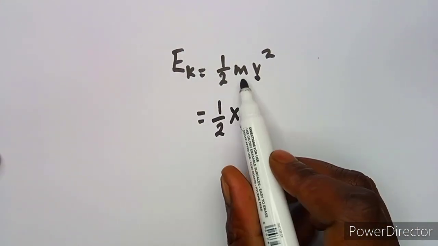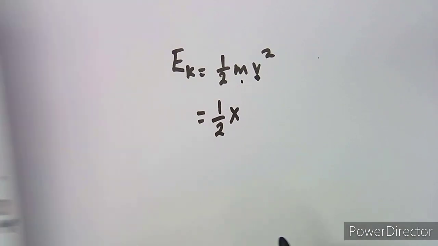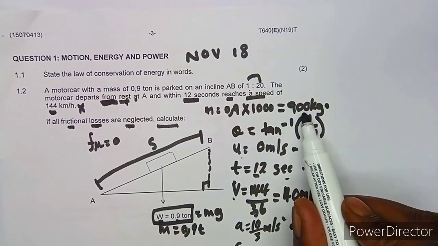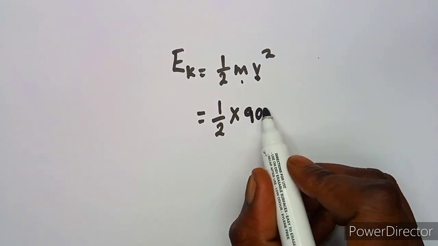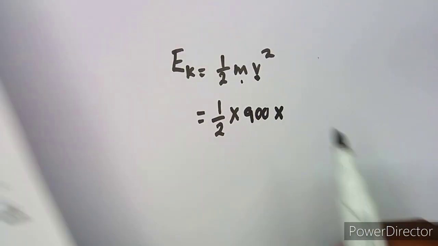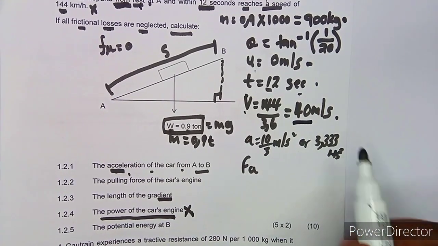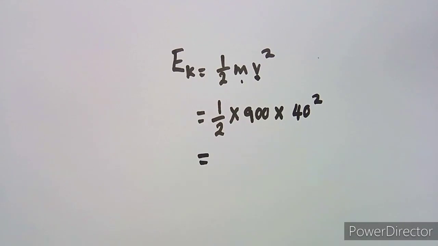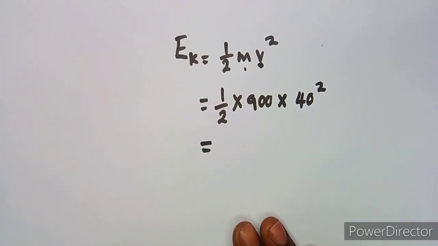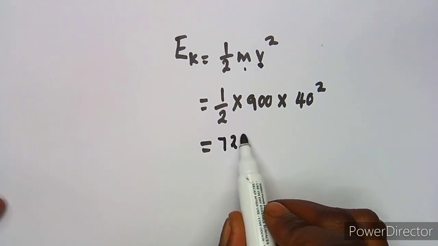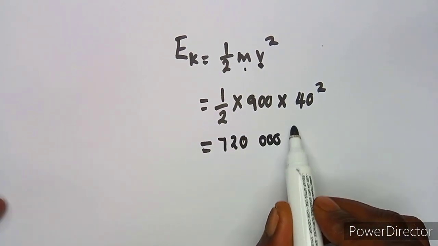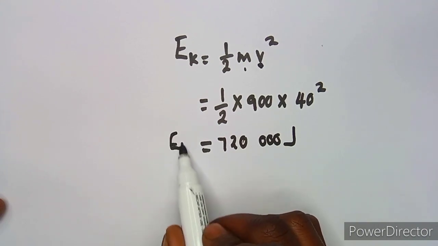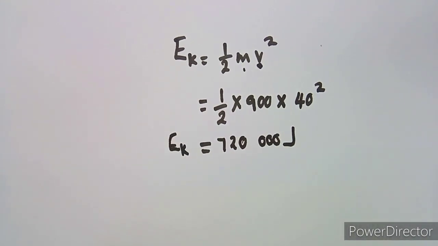So it's half times the mass. Remember, our mass is 900. Yeah, that's our mass, 900, times v squared, which is the final velocity of 40, this one. So it's going to be 40 squared. All right, so simplifying this or combining this, you're going to obtain 720,000 joules. Remember, this is energy, kinetic energy measured in joules, or you can write it in kilojoules.